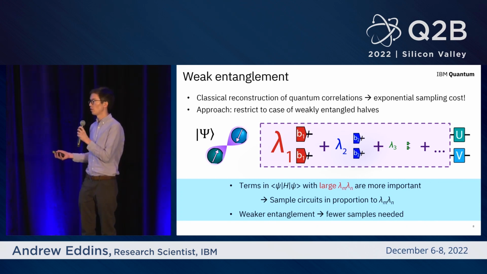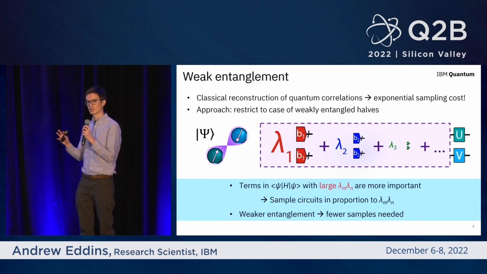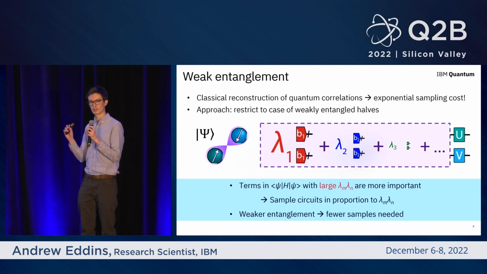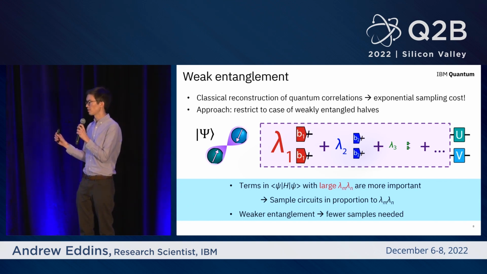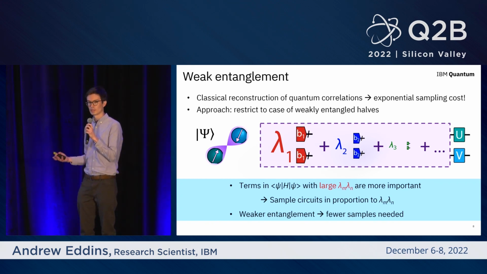Why does that avoid this problem? Well, weak entanglement between the 2 halves means that our Schmidt decomposition is going to drop off quickly. So it'll be dominated by the leading terms. We don't have to waste a lot of time sampling precisely those circuits associated with the smaller terms out in the tails of our distribution. So provided that we, say, sample circuits according to the values of the coefficients, lambda m, lambda n, associated with that particular circuit, it brings the sampling cost to something like a power of the 1 norm of this series of Schmidt coefficients, which is related to the entanglement strength. So weaker entanglement, fewer samples needed.